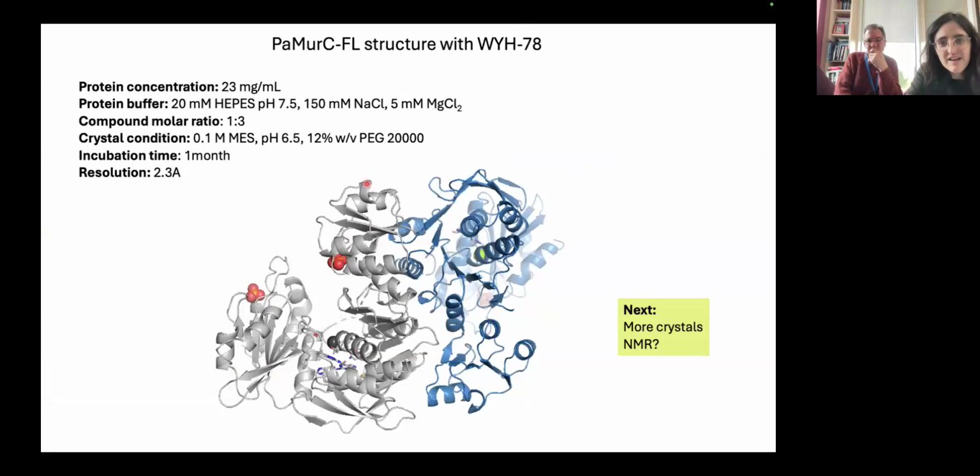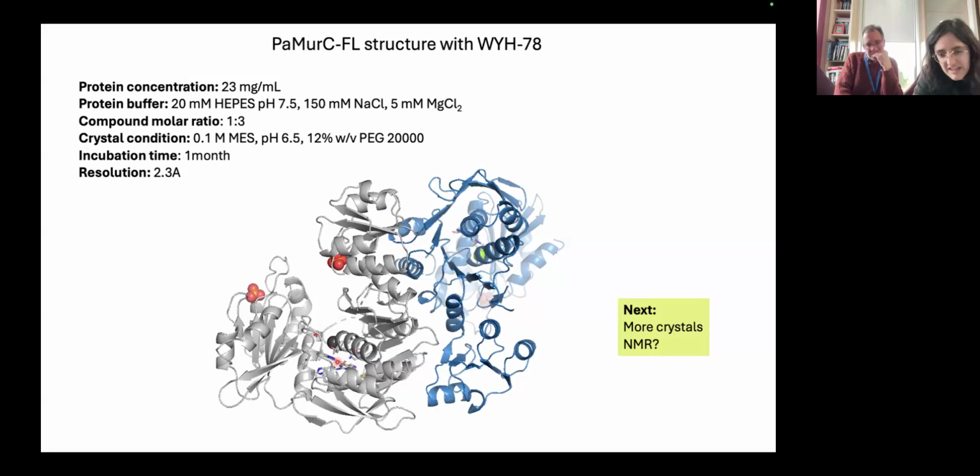Then, as you know, we got the structure of the full-length Pseudomonas Mercy. I put here some details of how the experiment was set up. The resolution is at 2.3 angstroms, which is quite reasonable. We've got 2 molecules in the asymmetric unit.